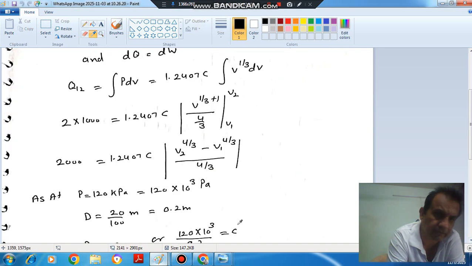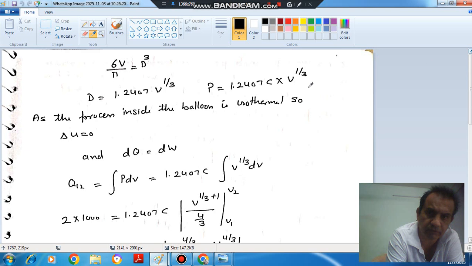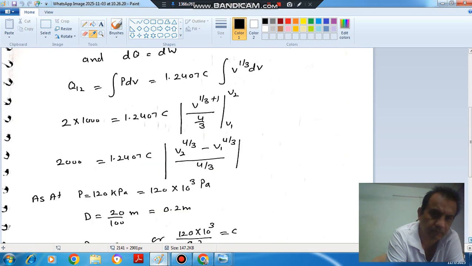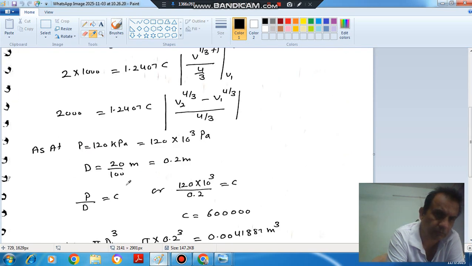So at 120 kPa initial pressure, the diameter is given as 20 centimeters or 0.2 meter. From this we can get the value of C using P is equal to CD. Because P is equal to CD, C will be P by D, and it will be 600000.